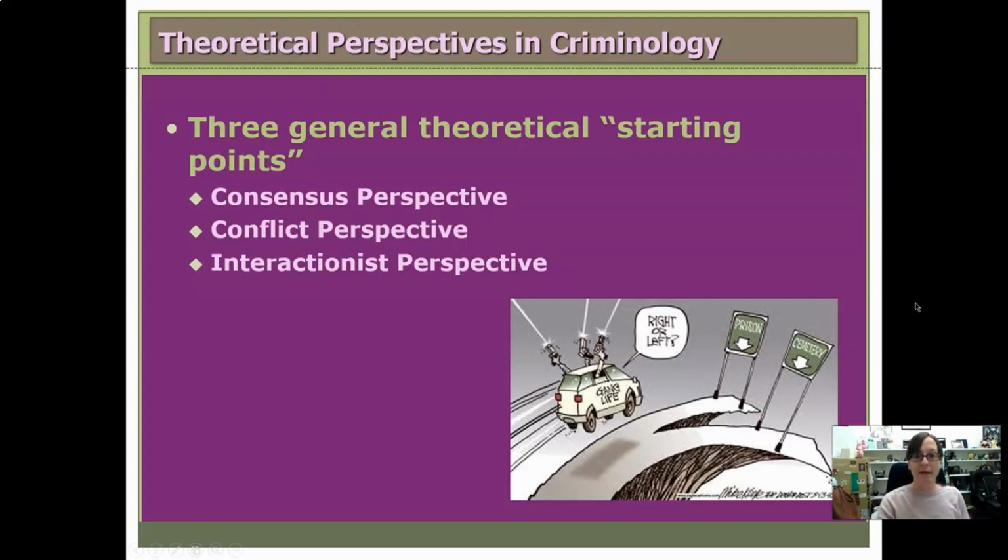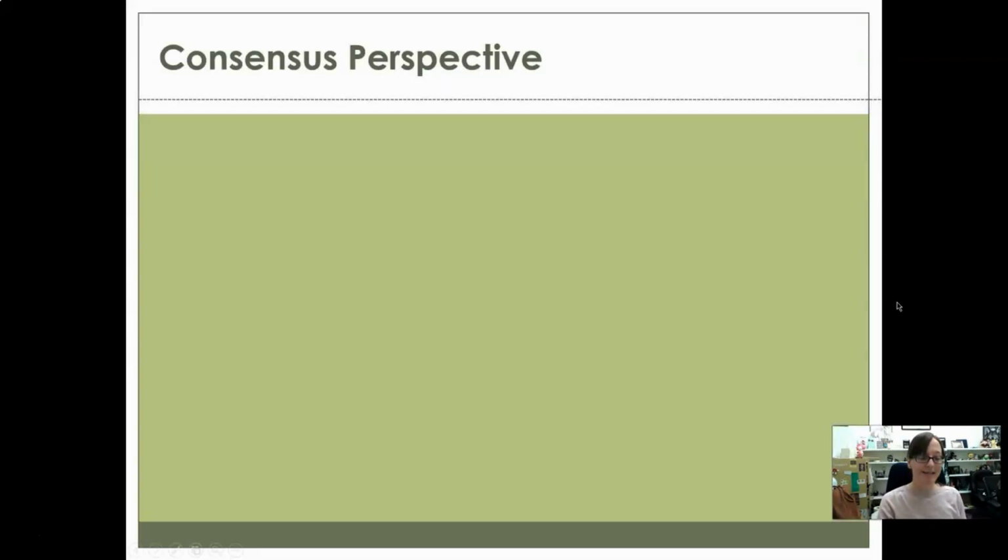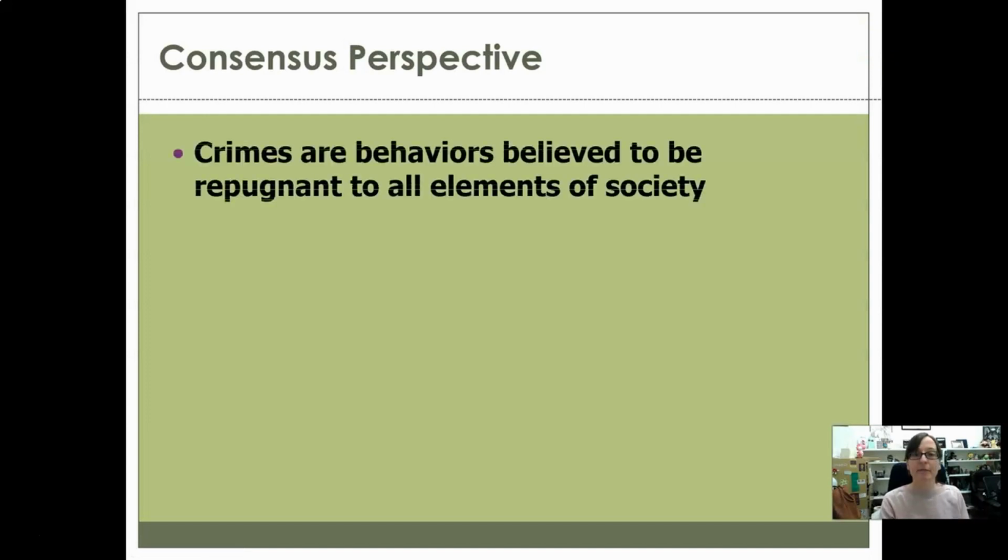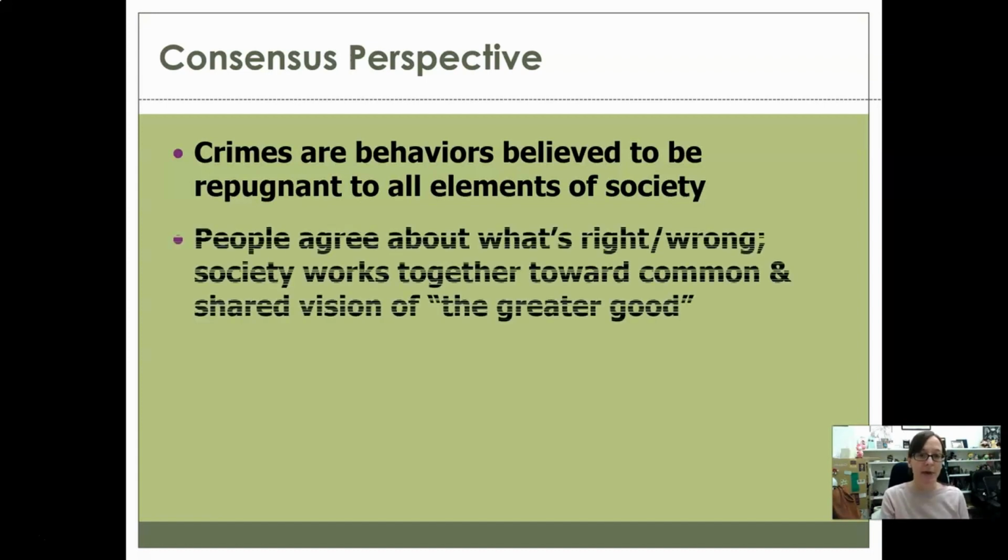So let's go ahead and start with the consensus perspective. The consensus perspective basically says, just like what it sounds like, everybody is in consensus in general. Crimes are defined as behavior that most or all elements of society believe to be a bad thing that we don't want to have. We have a consensus about that.